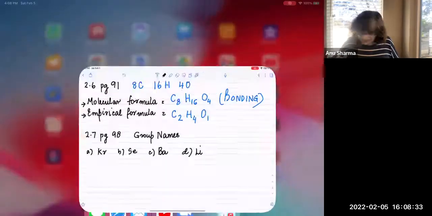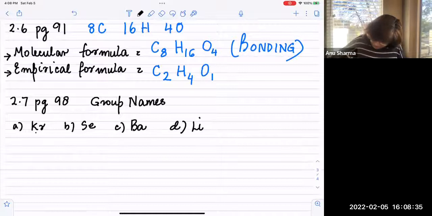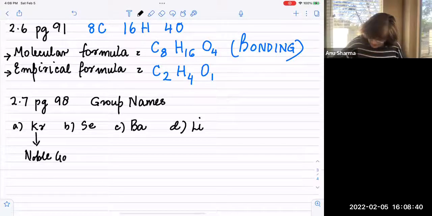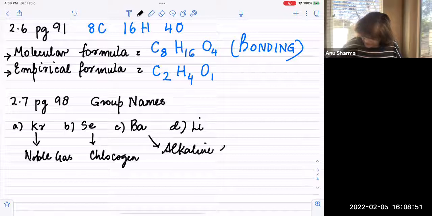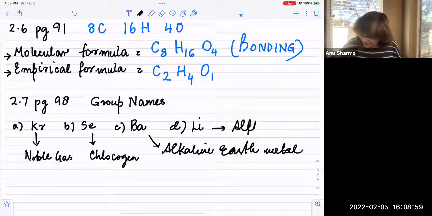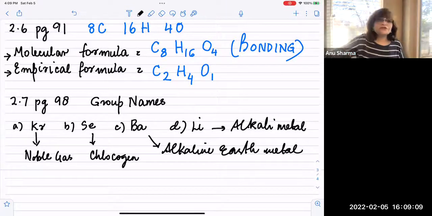Anyway, so you get an idea. Basically, write down krypton, noble gas. Selenium, chalcogens. Barium, alkaline earth metals, and lithium, alkali metals. Okay, so let's look at the next one.